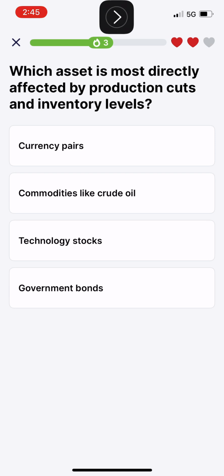Three. Which asset is most directly affected by production cuts and inventory levels? Currency pairs, commodities like crude oil, technology stocks, government bonds.